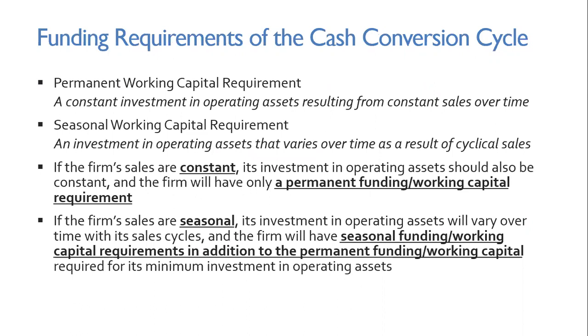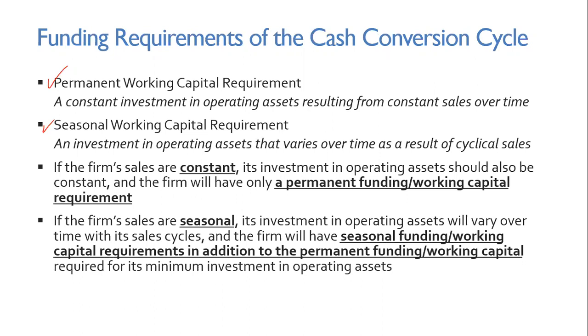Another concept that we need to understand is the funding requirements of the cash conversion cycle. The cash conversion cycle has two basic working capital or funding requirements: a permanent working capital requirement and a seasonal working capital requirement. So what is a permanent working capital requirement? It is a constant investment in operating assets resulting from constant sales over time.